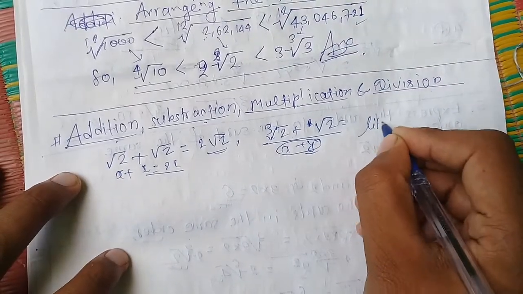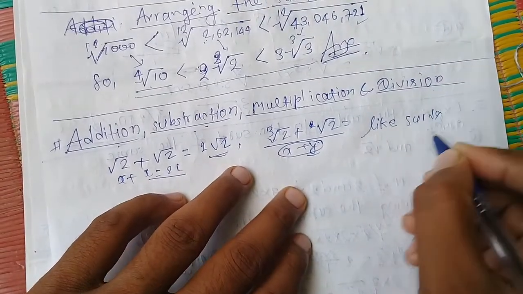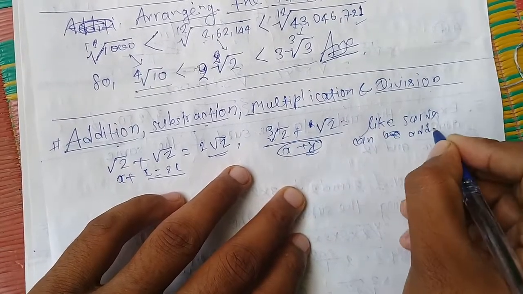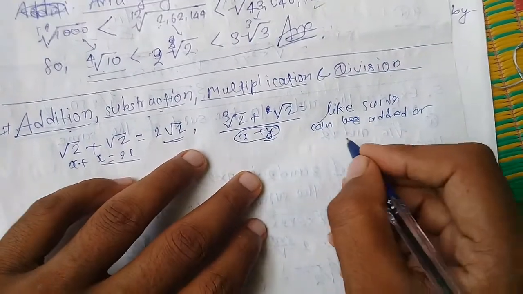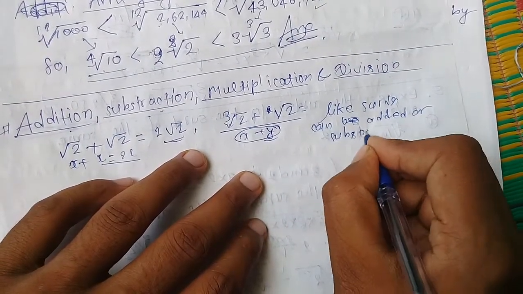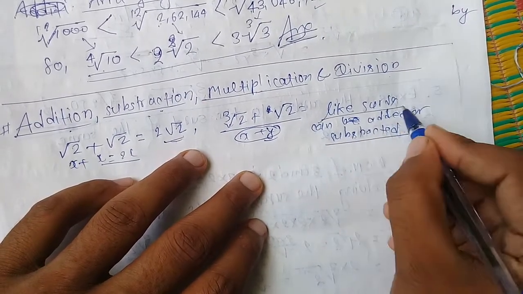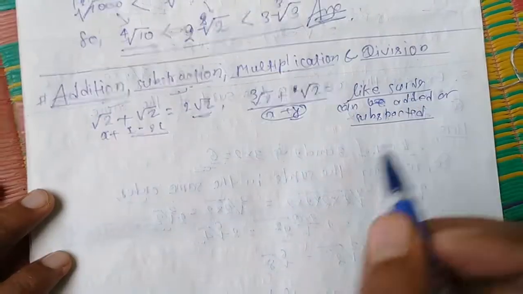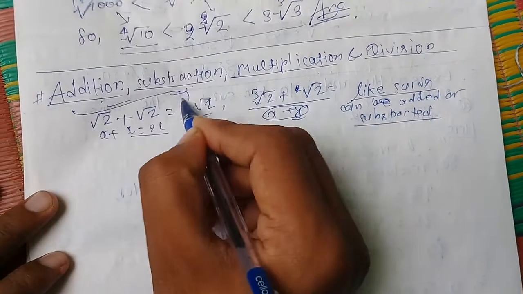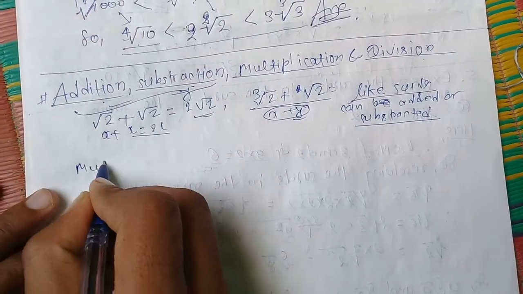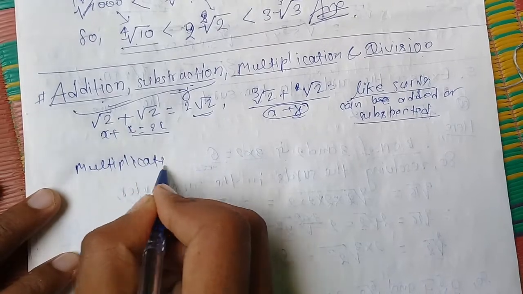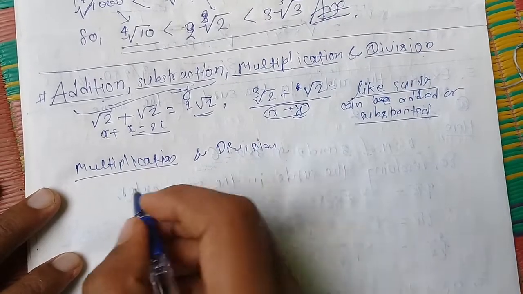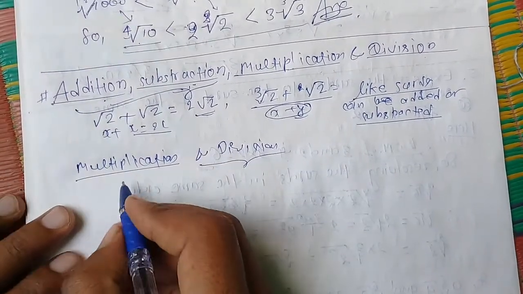So addition or subtraction can be done only with like surds. Like surds can be added or subtracted; unlike surds can never be added or subtracted. But multiplication and division can be done with both like and unlike surds.